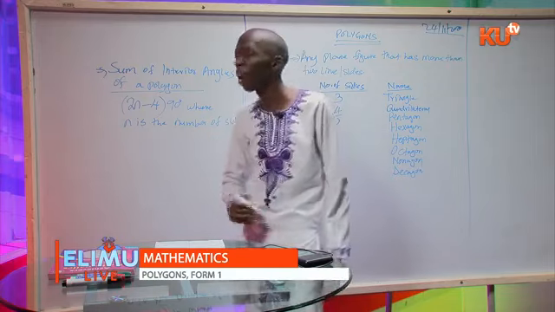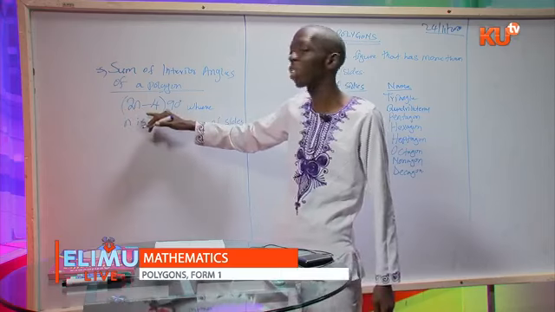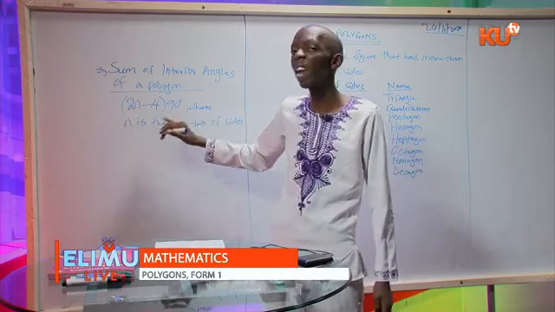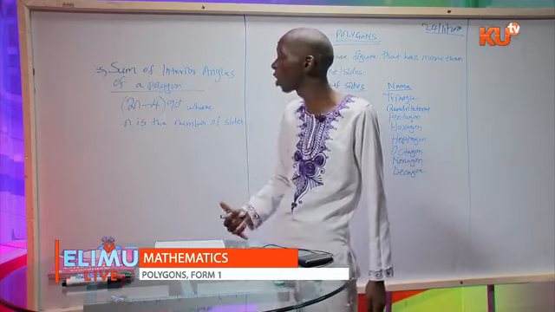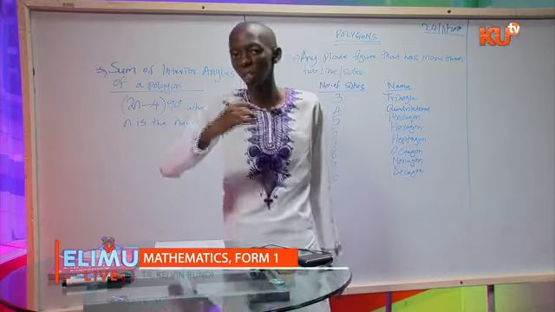So that is how you get the sum of the interior angles of a polygon: 2n minus 4, then everything multiplied by 90, where n is the number of sides of that polygon.